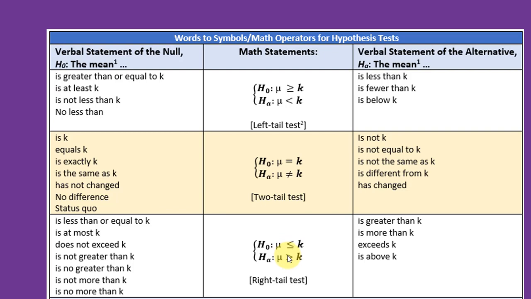So you can use this table and find these keywords and key phrases in the table, and it will pretty well guide you. If you see is equal to, that means the claim is the null. If it's not equal to, that means the claim is the alternative. Is at most k means it is less than or equal, so that's a null. Exceeds k, or is above k, is a greater than symbol, therefore the claim would be the alternative.